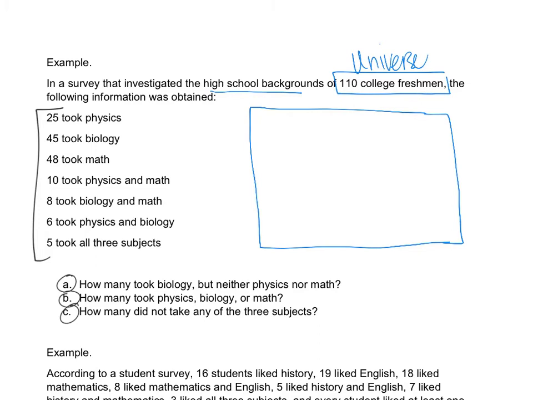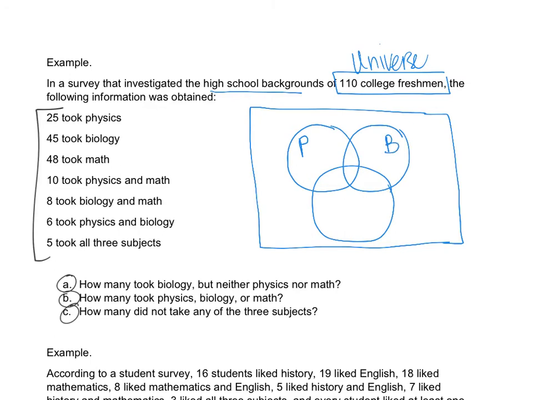Now students took physics, bio, or math, so I'm going to draw 3 circles to represent the sets of people that are taking the physics, the bio, and the math. You could call them sets A, B, and C, but I'm going to use the letter for the subject, so P for physics, B for bio, and M for math. Now it kind of starts with the big picture. When you see 25 students took physics, that means that the entire circle here has to be 25 people.